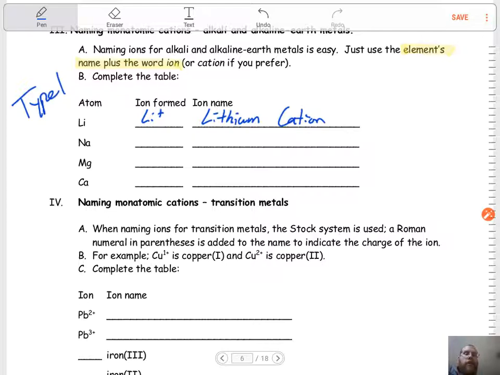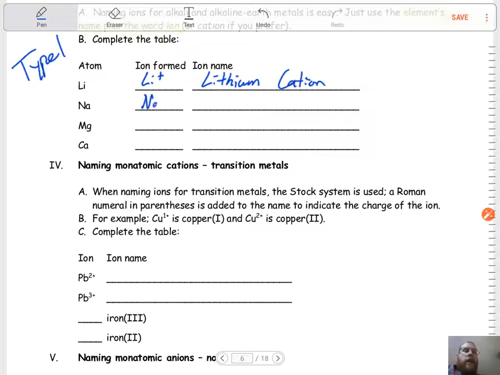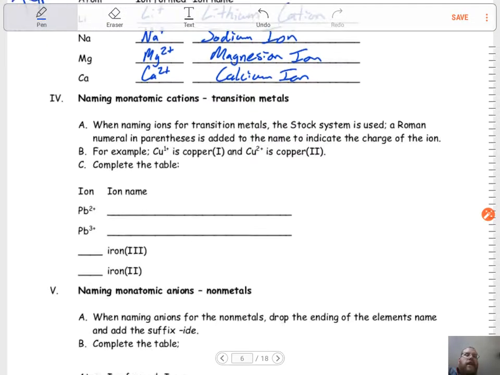So I want you guys to go through, pause the video, try to do the next three, and then I'll go over it in just a second. So the next one, Na+1, we're just going to call it sodium ion or sodium cation. Next one, magnesium, so Mg2+, that's going to be called the magnesium ion. Or again, cation, doesn't matter. And Ca2+, calcium ion. Pretty simple.